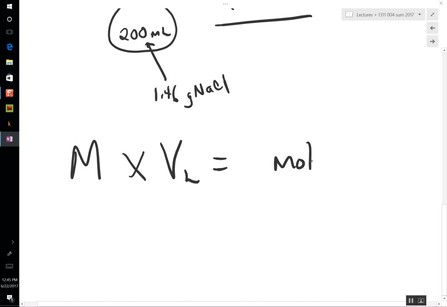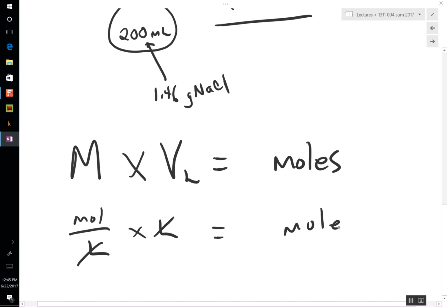All right, so that's a real typical problem, and keep this in mind, that molarity times the volume in liters equals moles. Why does that have to be in liters? Because that's moles per liter. You got to multiply it by liters. Can't multiply it by milliliters. Got to multiply it by liters to get it to moles.